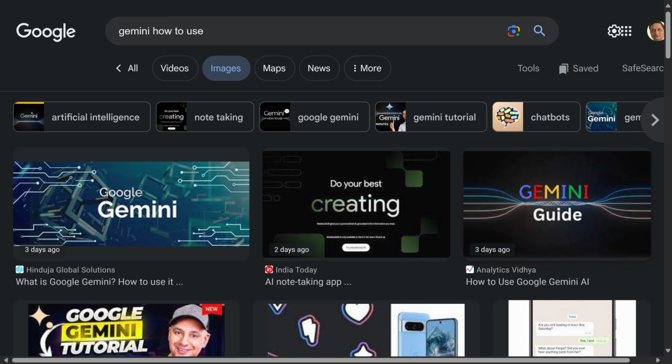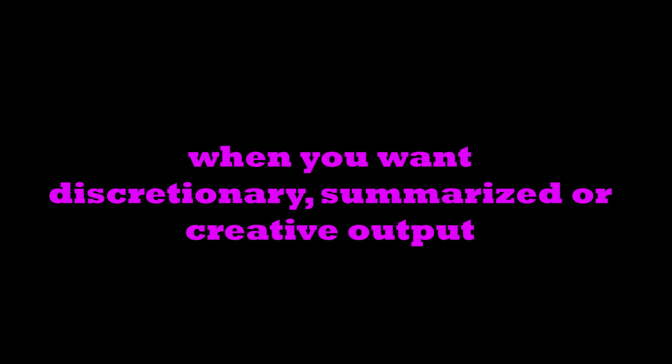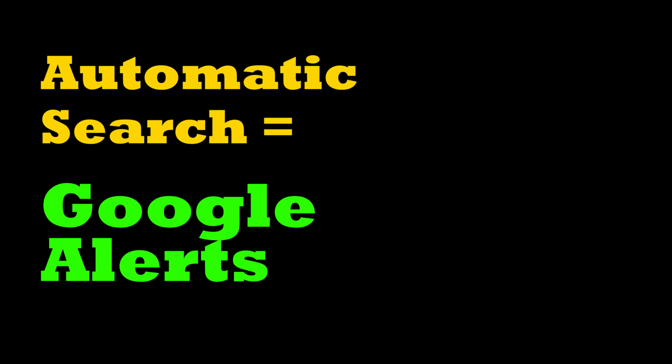The first bonus I want to tell you is when not to use Google or Bing, basically the traditional search. You should be using large language model, which means ChatGPT or Bard, when there is something which is discretionary, summarization oriented, or creative. And the next bonus is, yes, search is great, but sometimes we want to automate the search.